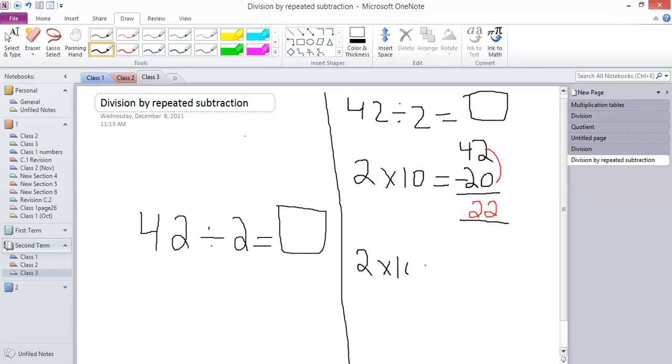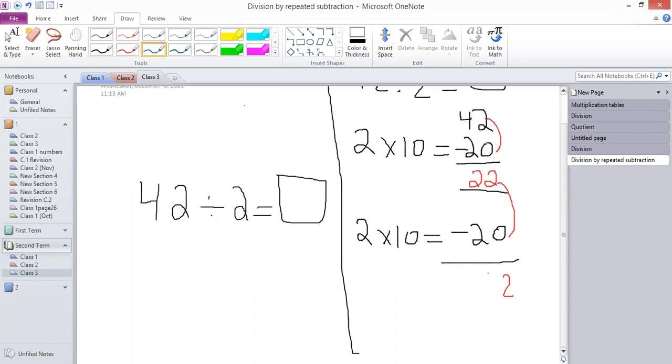Because you can subtract 2 by 10 again, 20. Now subtract 20 from 22. 2 minus 0 is 2, and 2 minus 2 is 0. Now the number which is left is 2. So now you are not going to multiply 2 by 10 because you need only 2. So you will think what number you should multiply to get 2. So it is 1. So now you will multiply 2 by 1, that equals 2, and 2 minus 2 equals 0.